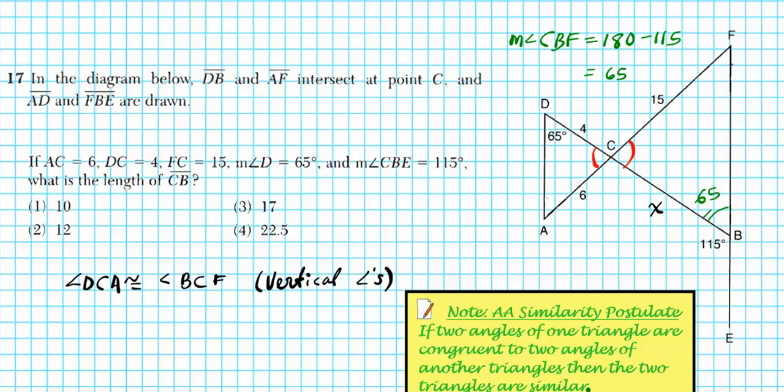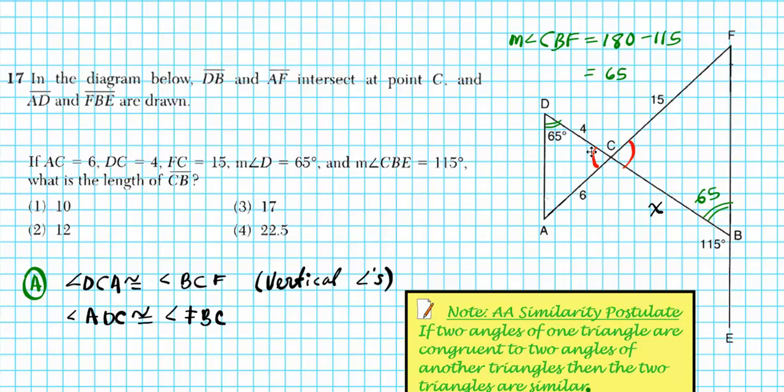We have another angle in triangle BCF congruent to another angle in triangle DCA. So this angle is congruent to this angle. Okay? So this pair of congruent angles counts as A. And then we have another pair of congruent angles. Angle ADC is congruent to angle FBC.